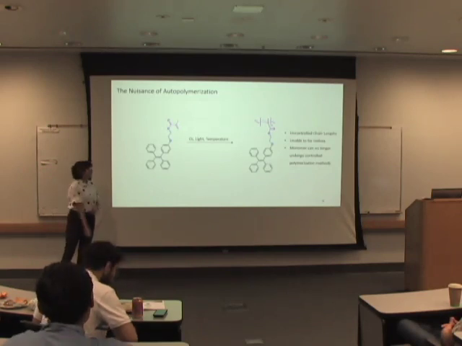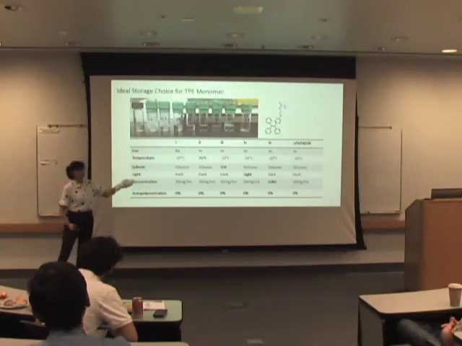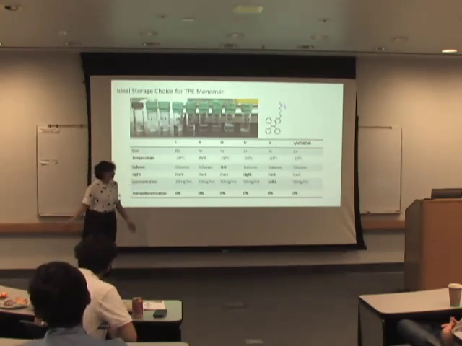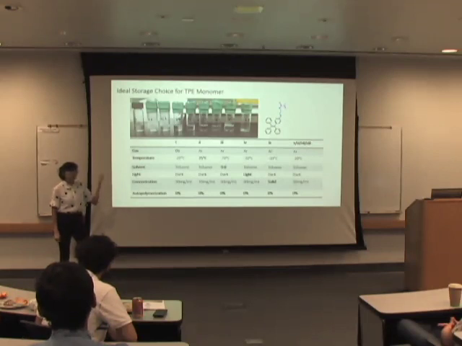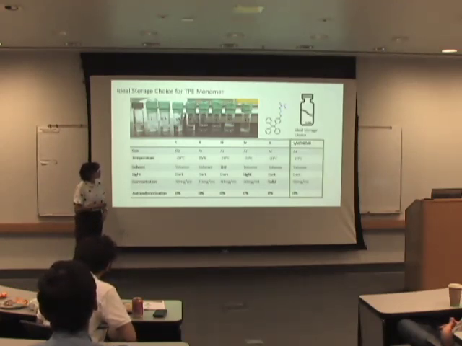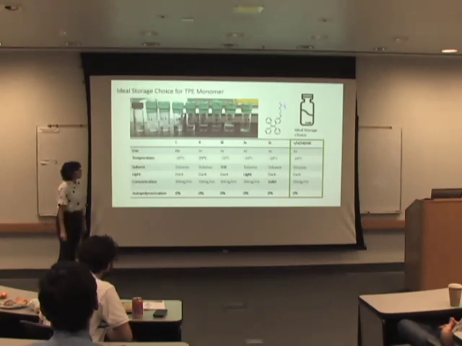So what we did is we ran a storage study, created all these different situations in which our monomer can be, and it was actually pretty successful. All across the board, we got 0% autopolymerization. So according to this study, I should be able to put my monomer in any of these situations, and it shouldn't autopolymerize. And after running this study, we decided on the best ideal storage choice in which we can store our monomer for long periods of time.